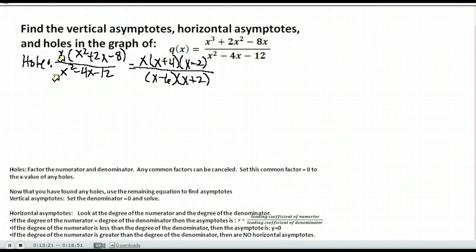Okay? And again, for holes, what you're looking for is any factors that will cancel from the numerator and denominator. Notice I don't have any. In the top I have x plus 4 and x minus 2. In the bottom I have x minus 6 and x plus 2. None of those are the same, so I cannot cancel any of them, so there are no holes.